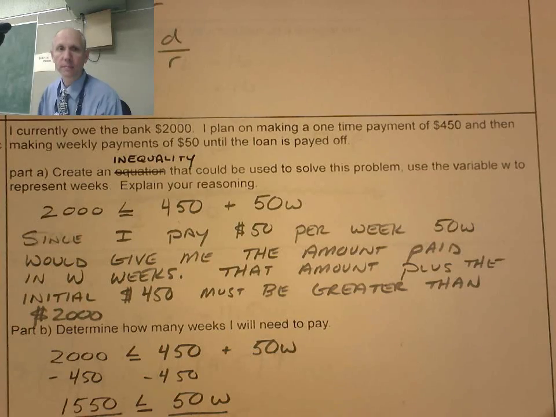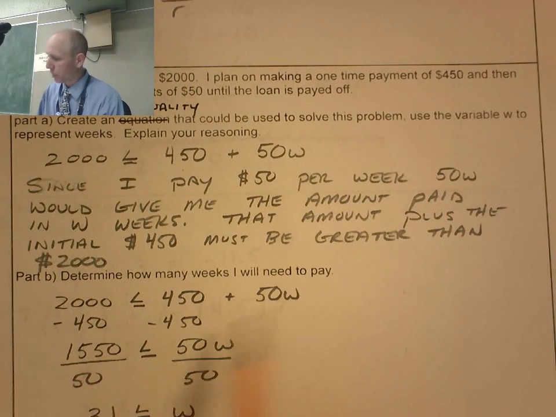So here's the inequality. I'm going to solve it, subtract 450 from both sides, and then divide both sides by 50, and I get 31 weeks. So if I pay for 31 or more weeks, I will have paid it off. So 31 weeks or more.